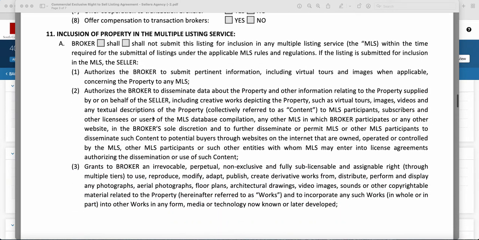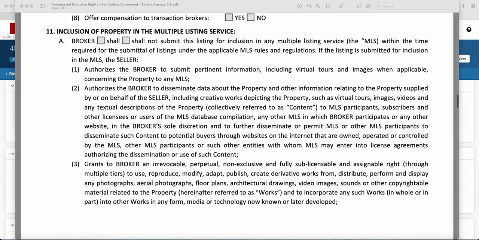Next part is number 11, inclusion of the property on the MLS. If you're going to put it on the actual MLS, you mark broker shall submit it. But if you're not, and sometimes with commercial listings, folks don't necessarily want it on the MLS because they don't want everybody to see it on Realtor.com, Zillow, and the regular MLS search, you'd mark shall not. But this doesn't necessarily limit you from marketing on LoopNet or other sources, which I would recommend then putting on as a separate addendum.